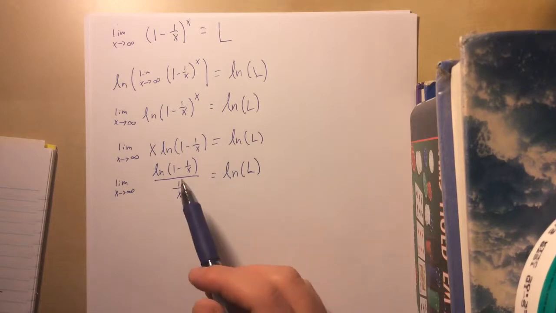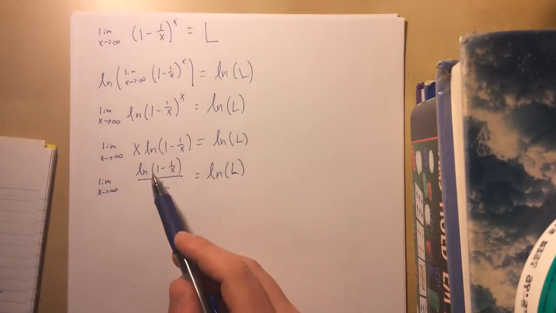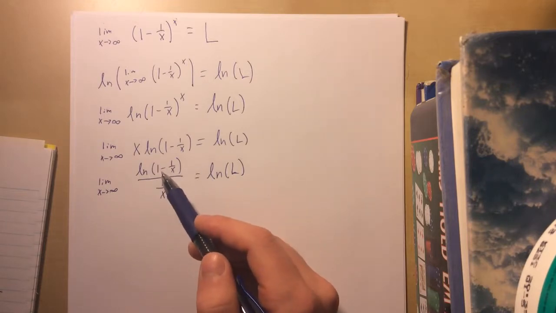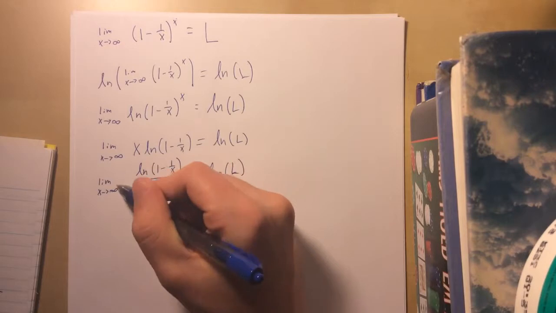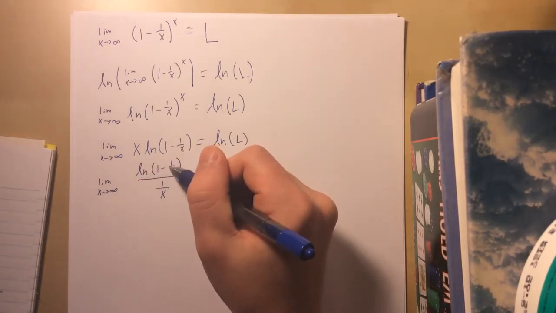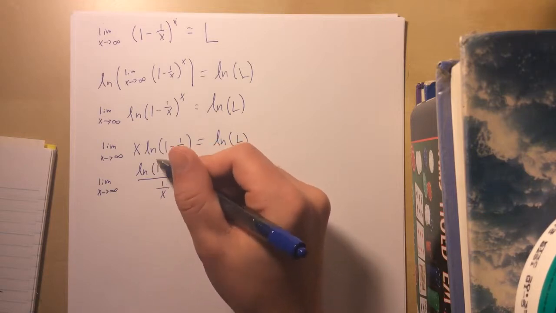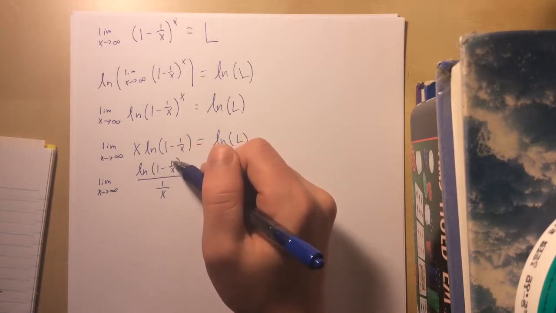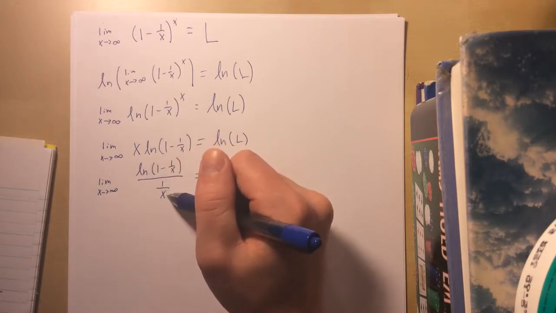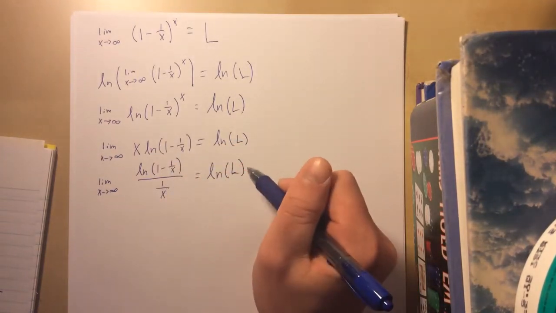From here, now we can evaluate this limit. We get log of 1 minus 1 over a big number. 1 over a really big number is 0, so we get log of 1, and log of 1 is 0. So we get 0 in the numerator, and on the denominator we get 1 over a really big number, which is also 0. So we have 0 over 0 equals log L.